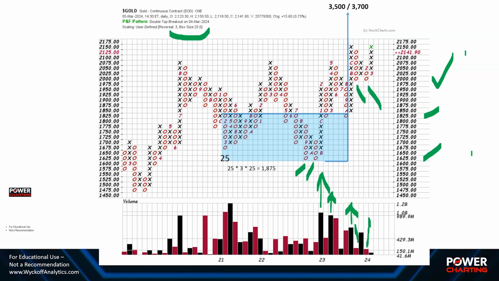Now, I love to look at volume on point and figure. I think this is very telling what we have here. And it's a very good sign if we can, again, stay here and then start to move away.